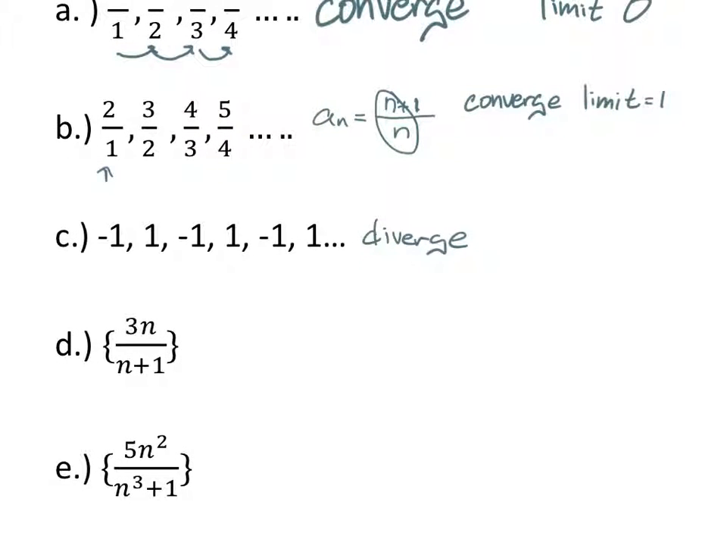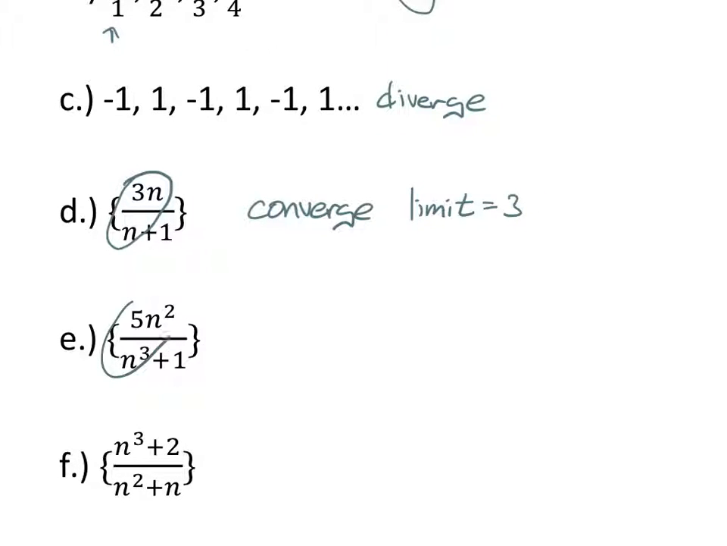Okay, how about this one? Again, back on B, I found a rule to figure this out. But here we have a rule. What would those simplify to? Well, 3n over n would just be 3. So this is going to converge. And the limit is 3.